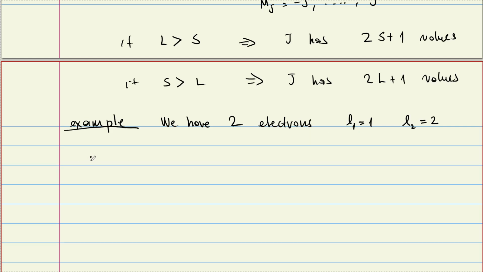Now I'm going to first add and find total L, which is going to be L1 plus L2. And here L, the magnitude of this L, can be the difference, right? L2 minus L1, absolute value, all the way up to L2 plus L1. And that means it is going to be 1, 2, and 3.